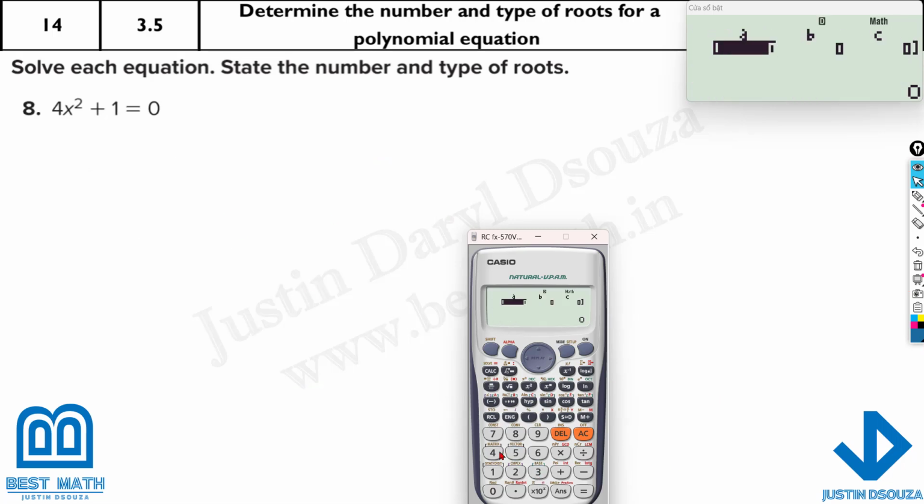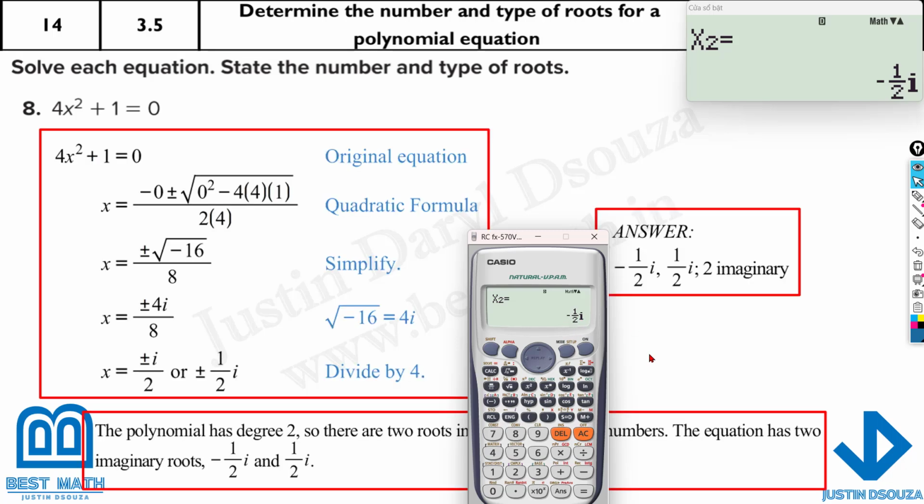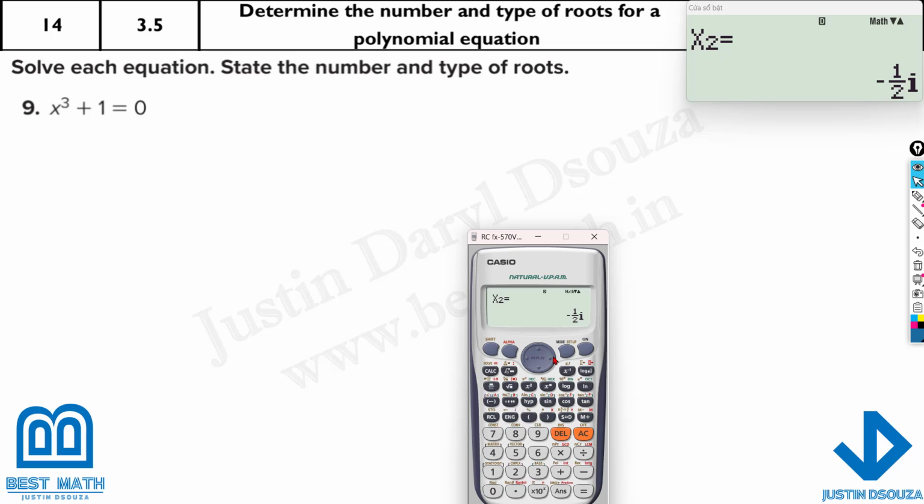Mode 5 and 3. It is 4, 0, and 1. It's two imaginary roots, minus and plus half of i. I said 2i, sorry. These are the roots. You can see in the calculator they're both imaginary.